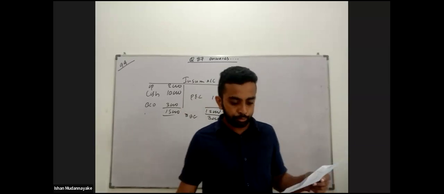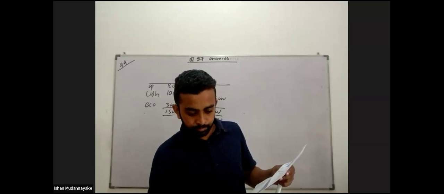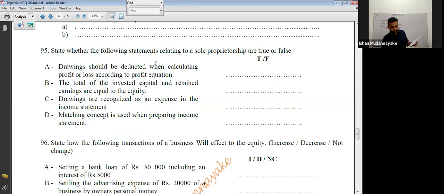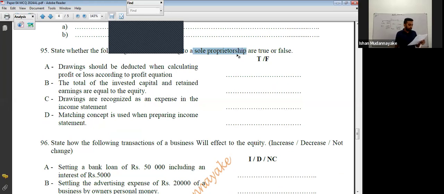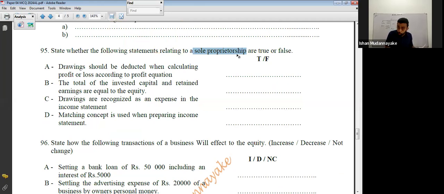Right, students, question number 95. True or false? State whether the following statements relating to a sole proprietorship are true or false. A: Drawing should be deducted when calculating the profit or loss according to the profit equation. False. B: The total of the invested capital and retained earnings equals equity. That is correct for a sole proprietorship business, so true. C: Drawings are recognized as an expense. False. D: Matching concept is used when preparing the income statement. Correct. So the answer: false, true, false, true.